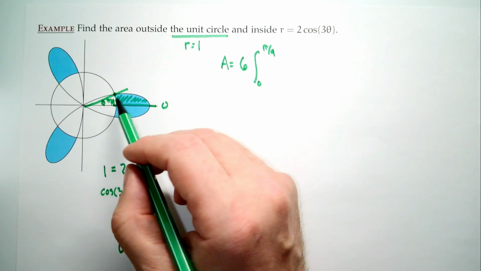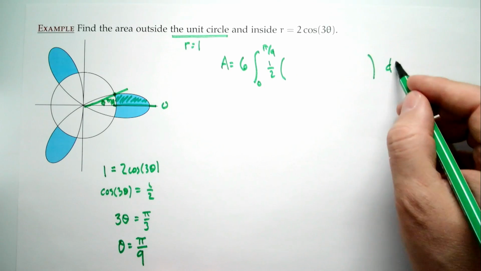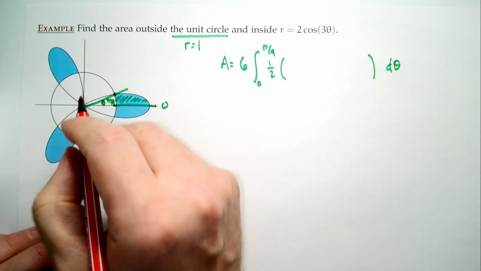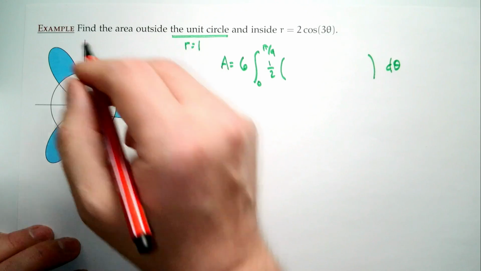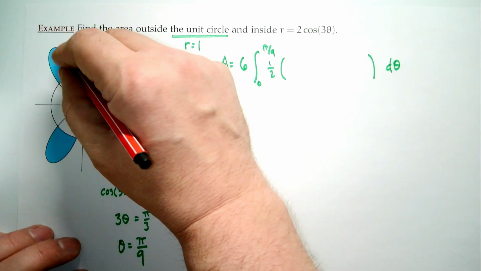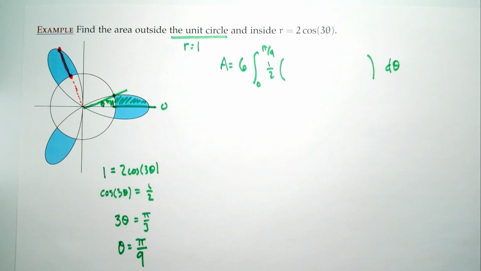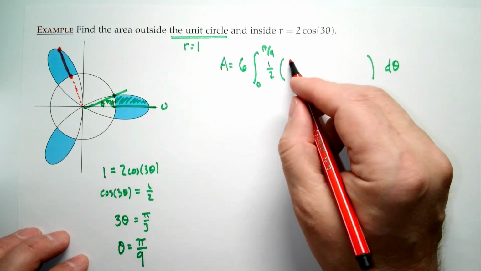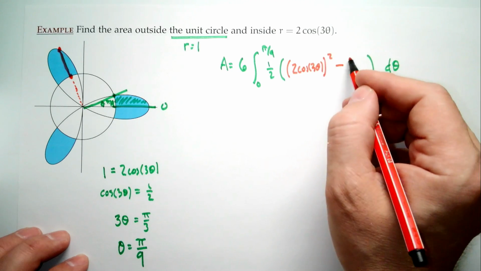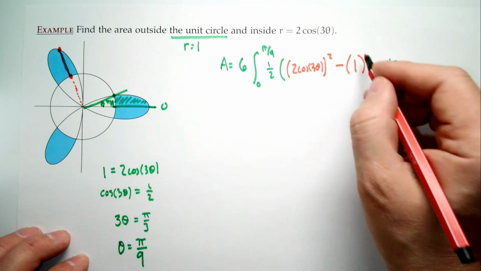And now this is a case where we're going between 2 curves. So we're going to have to do our farthest away minus our closest. And if you're not sure, again, I'll just use another leaf. You just think about what's happening. As you come out, you hit, and then you keep moving until you go. Which curve is the outside, the one that's furthest away? The 2 cosine of 3 theta. So that's the one that comes first: 2 cosine of 3 theta, squared. Subtract, which one is the inside, the one that's closest? The 1. So subtract 1 squared.